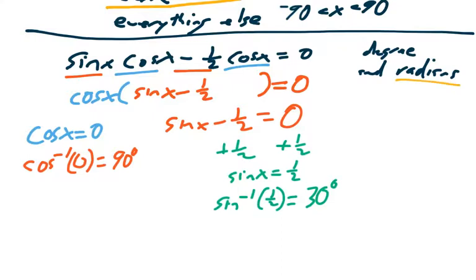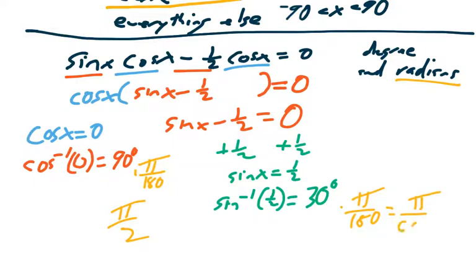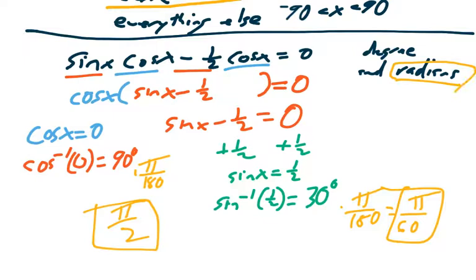Now, if I want the answer in radians, I'm just going to convert these into radians, which is pi over 2 for this one, and 30 over 180 turns out to be pi over 6. So these are my answers for radians. For degrees, my answers would have been 90 and 30.